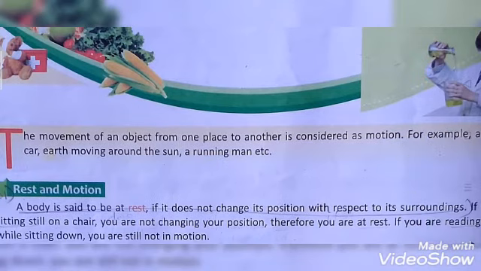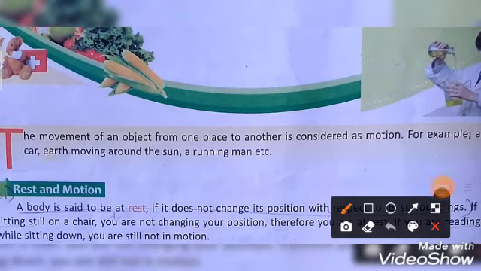So motion, the movement of an object from one place to another is considered as motion. For example, when we kick the ball, as long as the ball is in the air, that means the ball is in motion, and when it comes to the ground and stops moving, there is rest, no more moving. So any moving object is considered to be in motion.